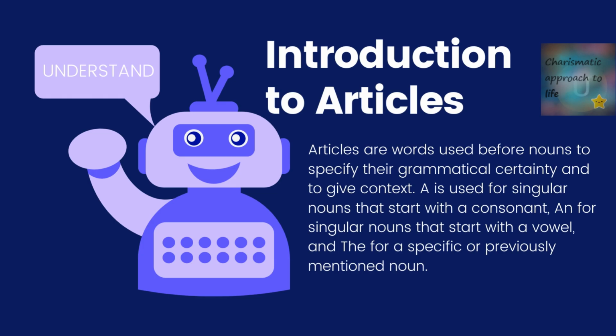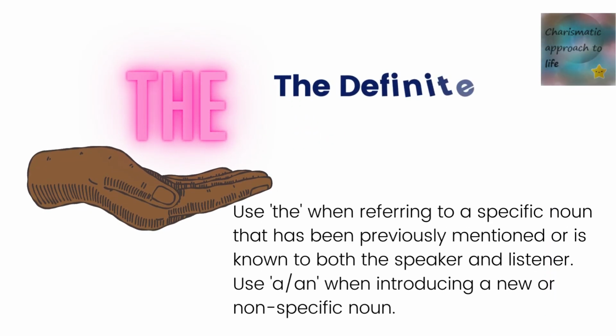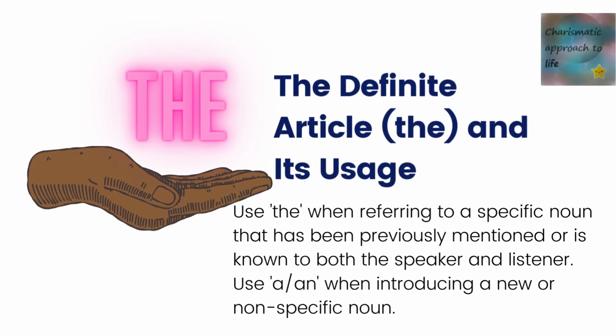A is used for singular nouns that start with a consonant, an for a singular noun that starts with a vowel, and the for a specific or previously mentioned noun. Now, this is the very core concept of articles. Articles are considered as adjectives.